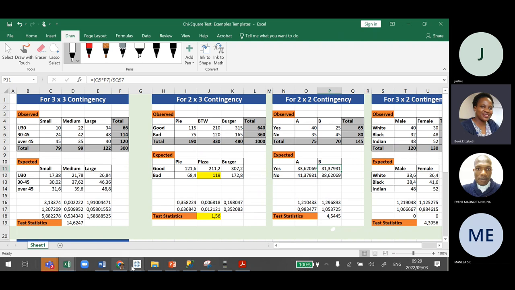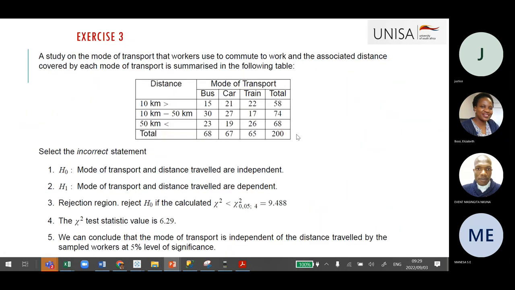Okay, so let's look at another example. This is a study on the mode of transport that workers use to commute to work and the distance covered by each mode of transport. So you do have the distance and the mode of transport. Let's look at this. How many number of rows? We have 1, 2, 3. Don't count the total. 3 rows. How many number of columns? 1, 2, 3. 3 columns. So it is a 3 by 3.